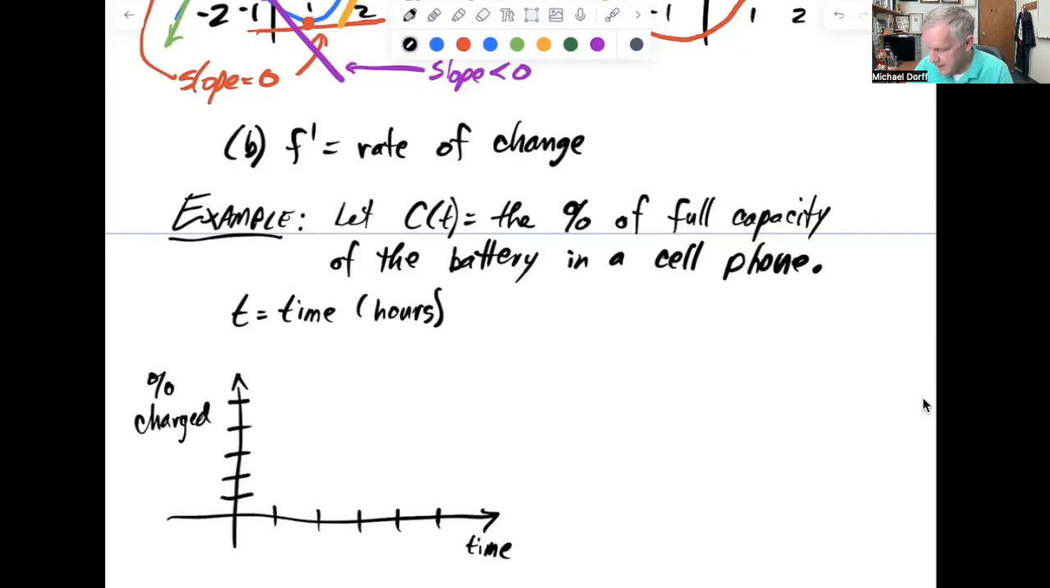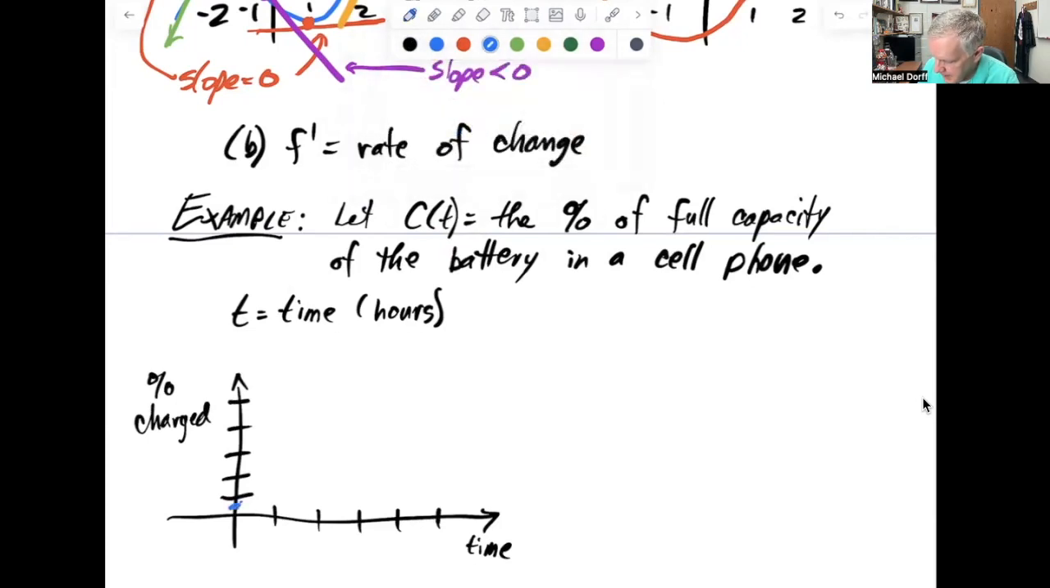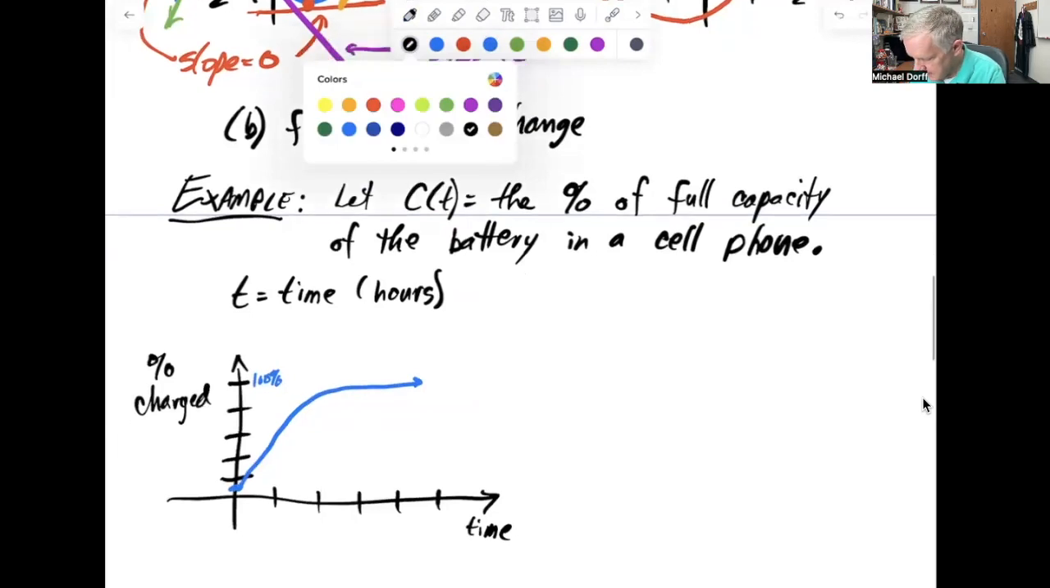Okay. The graph might look something like this. I plug my cell phone in, I'm charging it. It may start off at a low value here, okay? And over time, it's going to be increasing, and it's going to get closer to 100%, where this is equal to 100% there, okay? What does the derivative represent?